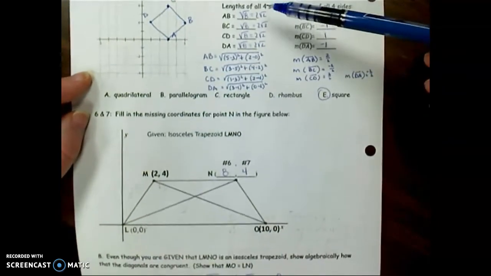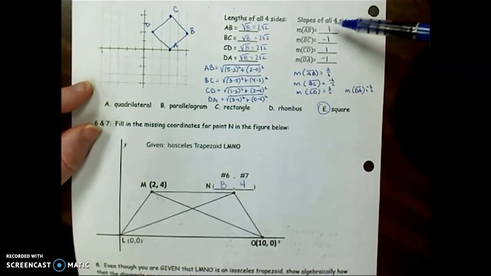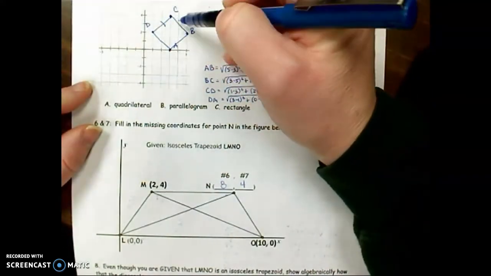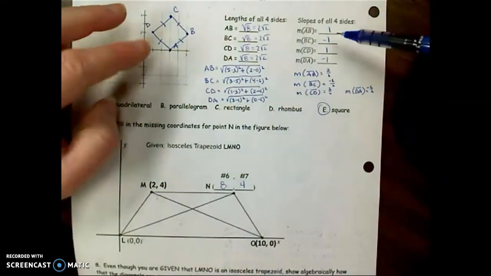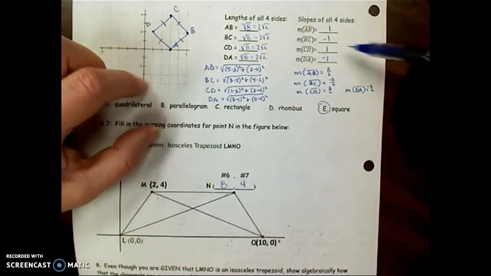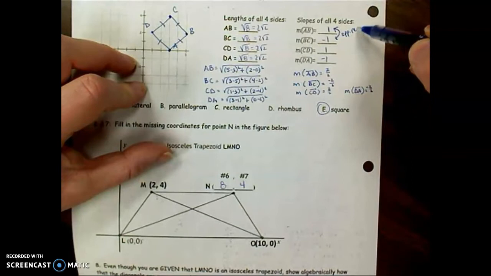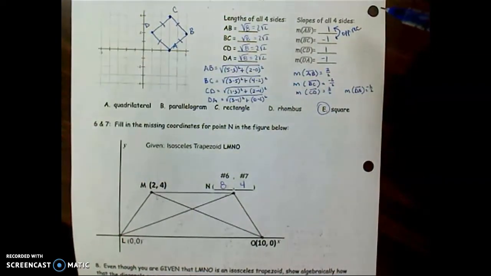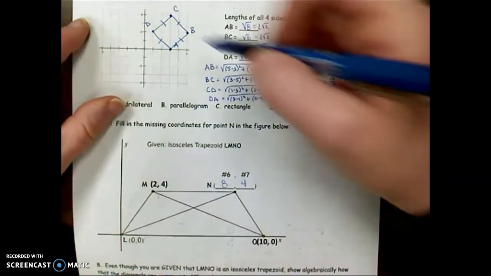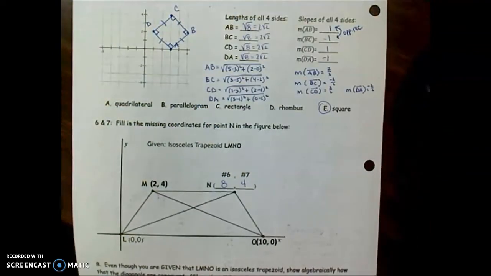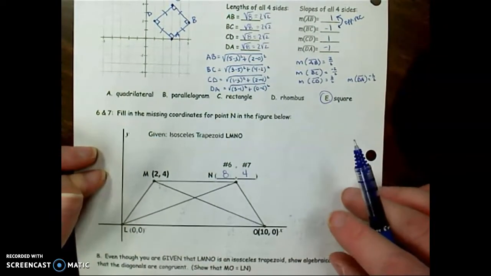So since all 4 sides are congruent and opposite sides are parallel and consecutive sides are opposite reciprocals, notice that. So we have all 4 congruent sides. We do know that the opposite sides are parallel too because of those same slopes, but this is really important, recognizing these as opposite reciprocals. So the opposite reciprocal of 1 is negative 1, because if you flip 1 over 1, you still have 1 over 1. So that tells me the perpendicular relationship exists to have right angles here. So we have congruent sides and right angles. That makes this figure a square.